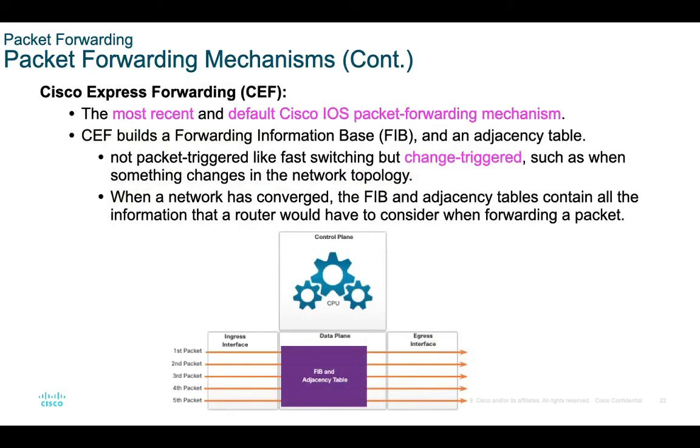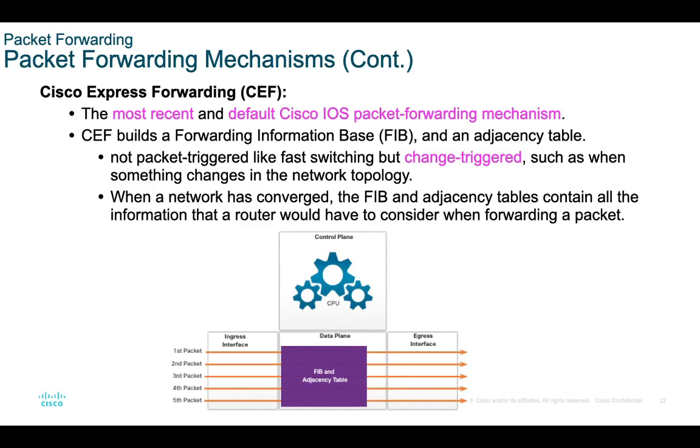Okay, lastly is Cisco Express Forwarding. This is what we use in most of our recent routers. This is the default Cisco IOS packet forwarding mechanism. Cisco Express Forwarding builds a forwarding information base, just like a fast switching cache. So there is a table, with the adjacency table, saying this source and that destination must go through this interface and so on. It's not packet triggered like fast switching, but it's change triggered.